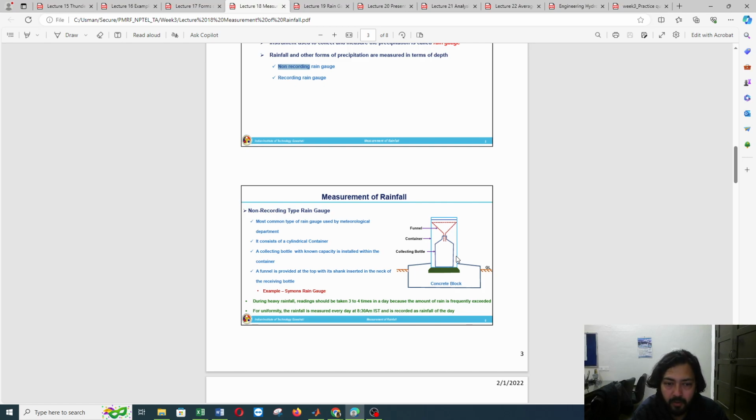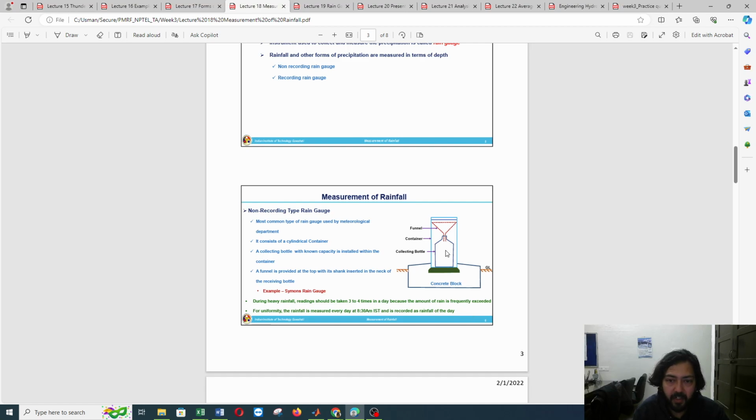So we should first know at what period we record the rainfall. To maintain uniformity across India, the rainfall is recorded at 8:30 a.m. in the morning. So we start recording the rainfall from 8:30 a.m., and towards the next day we collect the rainfall and we measure it.